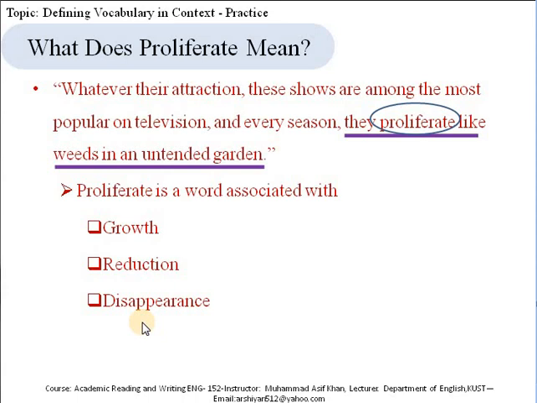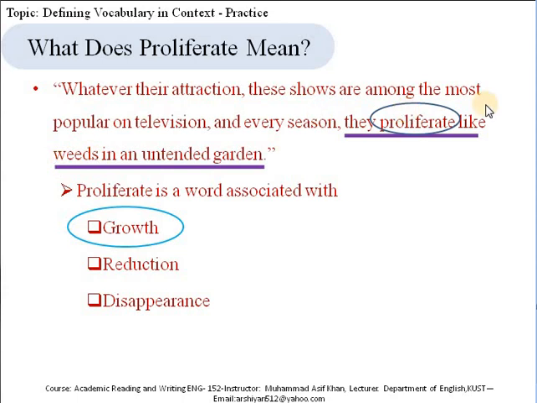Yes, the answer is, of course, growth. How can you tell? Well, we all know that weeds have a tendency to grow wherever they can. Now that you have established that proliferate relates to growth, you can determine more specific meanings by looking for more clues in the sentence. The sentence does not only tell us that these shows proliferate like weeds.